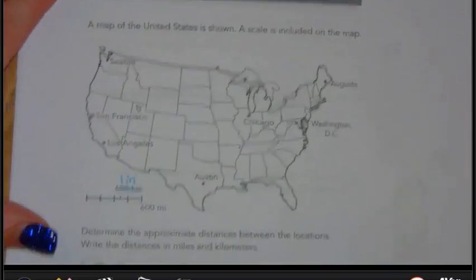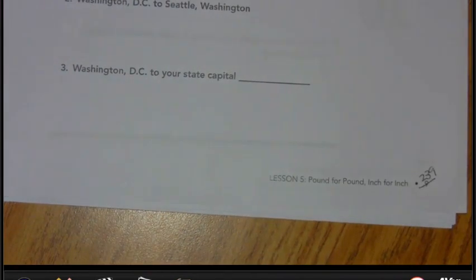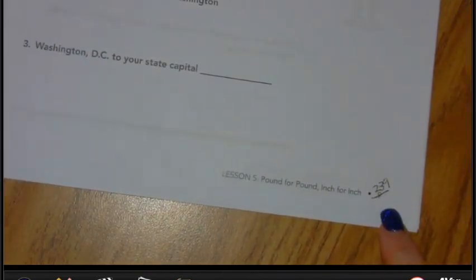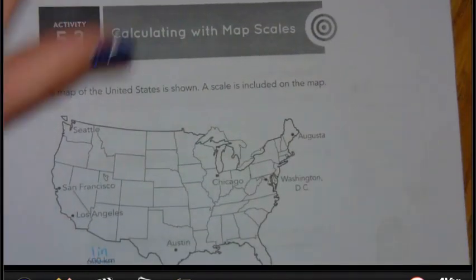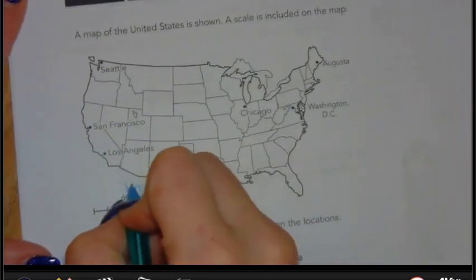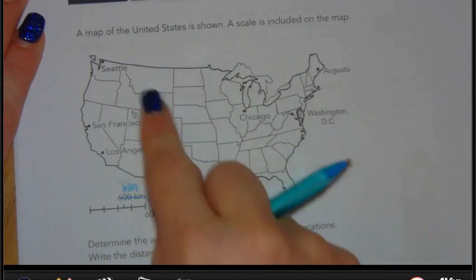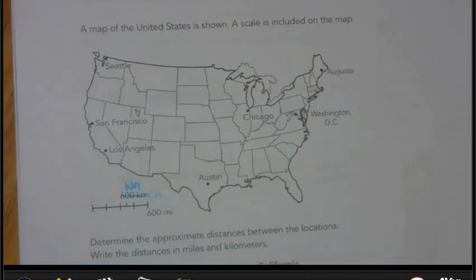All right. If you guys would please open up your textbooks, we're going to turn to page 239. We are looking at activity 5.3, calculating with map scales. I have a scaled-down version of the map of the United States as shown, and a scale is included with our map.